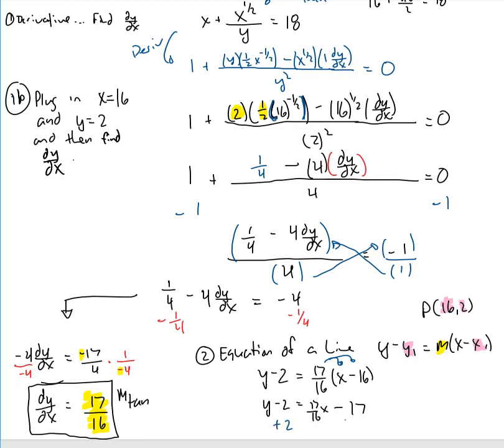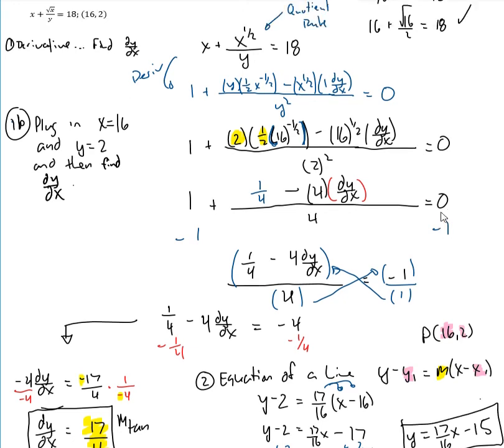Add 2. Add 2. Okay, so we finally got it, and I ran out of room. I'm going to put it right on the side. y is 17/16 x minus 15. Okay, so there we go. Let me fix my box. Okay, so that is our equation of the tangent line through that point.